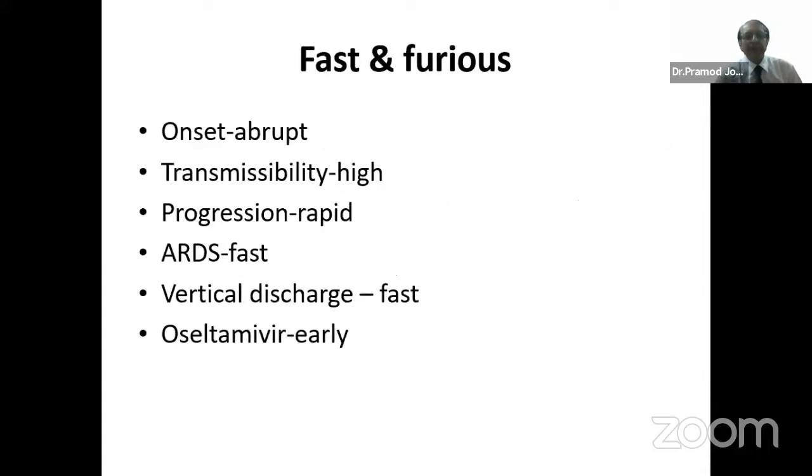Okay. So just remember that influenza is a fast and a furious virus. It has an abrupt onset, very high transmissibility, and very rapid progression. ARDS develops very fast, and the person can get a vertical discharge fast. Of course, that's my resident's term. And then oseltamivir has to be used early. So these points you must remember because it is one of the eminently treatable conditions where a strong suspicion by a rational pediatrician will be of great help to the patients.